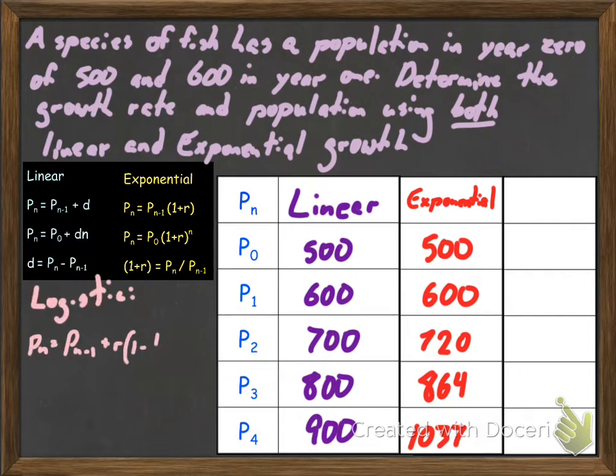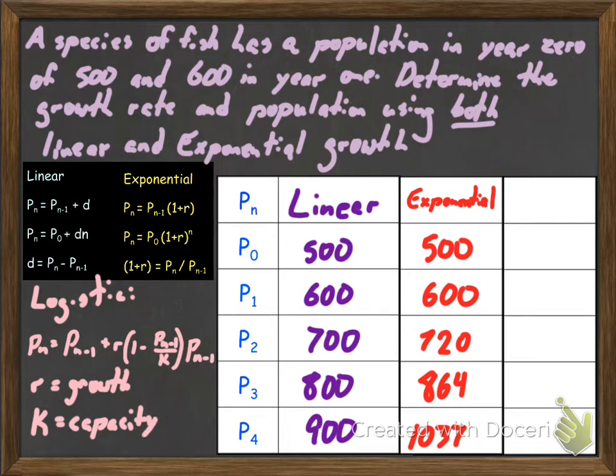And here is how logistic functions work. This is the recursive version of a logistic function. So p sub n equals p sub n minus 1 plus r times p sub n minus 1 times 1 minus p sub n minus 1 over k. And k is our capacity constraint, so in this case, it would be 900. So let's take a look at an example of how we would calculate this. And r is just our growth rate of 20%.